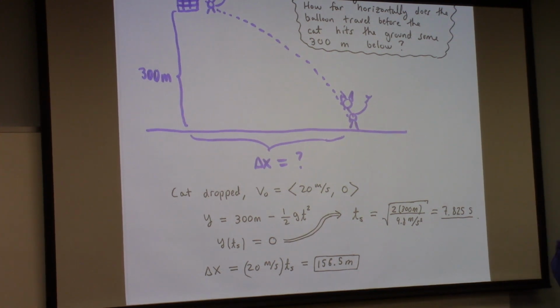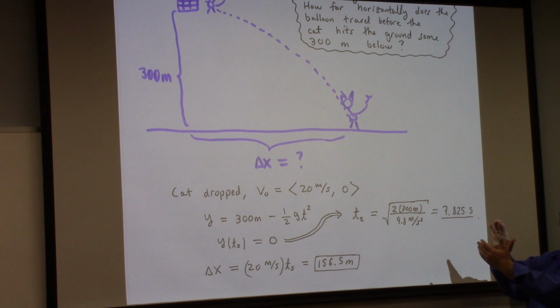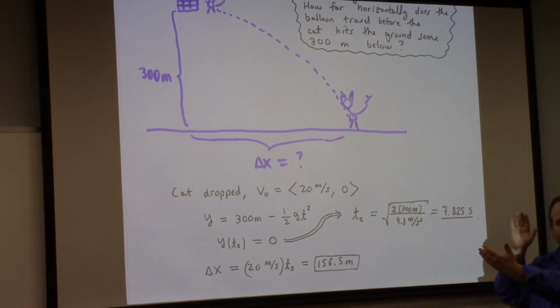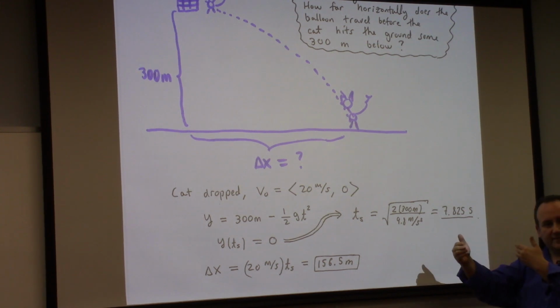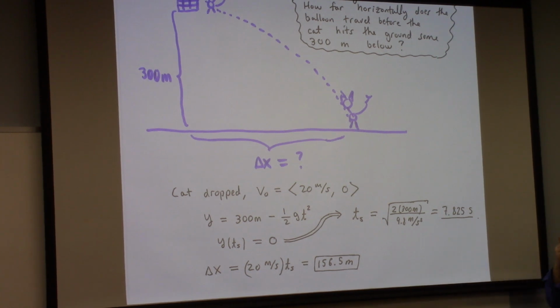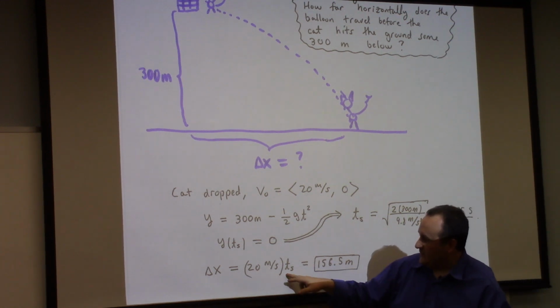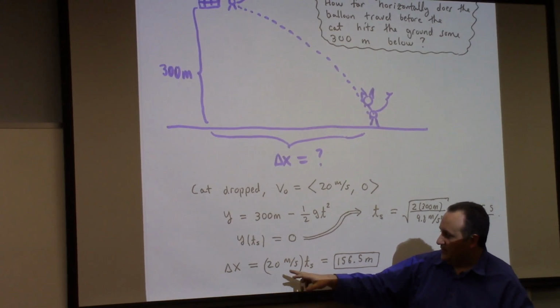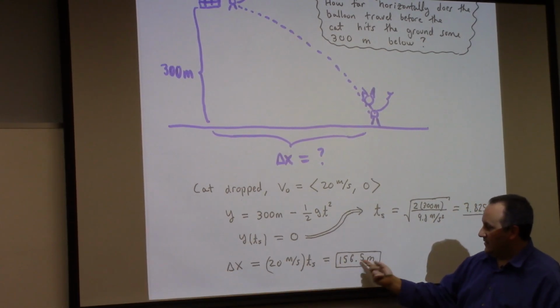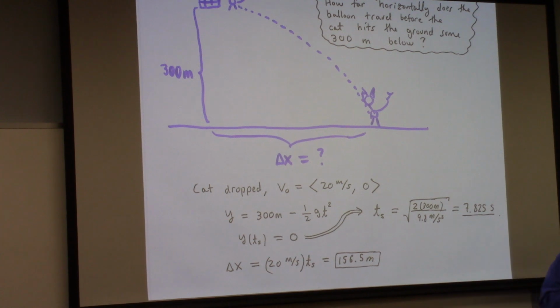And then to figure out how far over you went, well, the cat goes just as far over as the balloon, right? Because they both have the same horizontal velocity of 20 meters per second, until the cat meets its demise and the balloon just keeps calmly drifting over, having improved its state by no longer having a cat. So you get 20 meters per second times t sub splat, and when you multiply this times that, you get 156.5 meters.